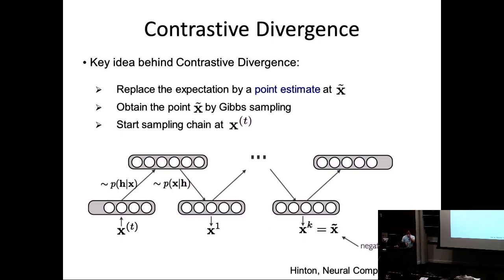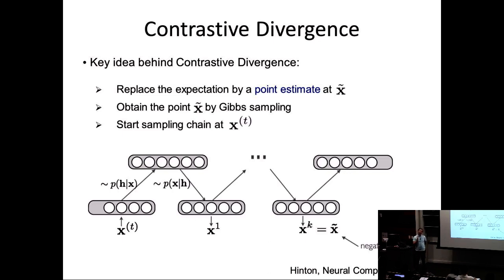The key idea is that you replace expectations by a point estimate at some value x star or x bar, and you obtain this point by doing Gibbs sampling. You start your Markov chain at a particular location x, where xt is some data point. I'll make it more precise exactly how you do it. Implementing this idea really requires 4 lines of MATLAB code, 4 lines of Python code. Very simple.